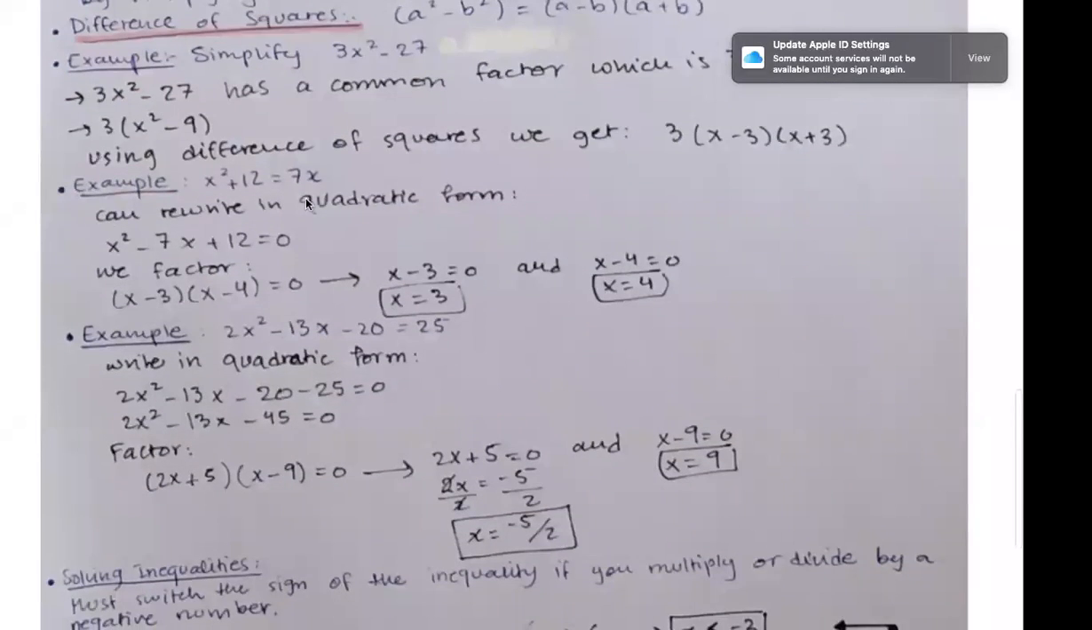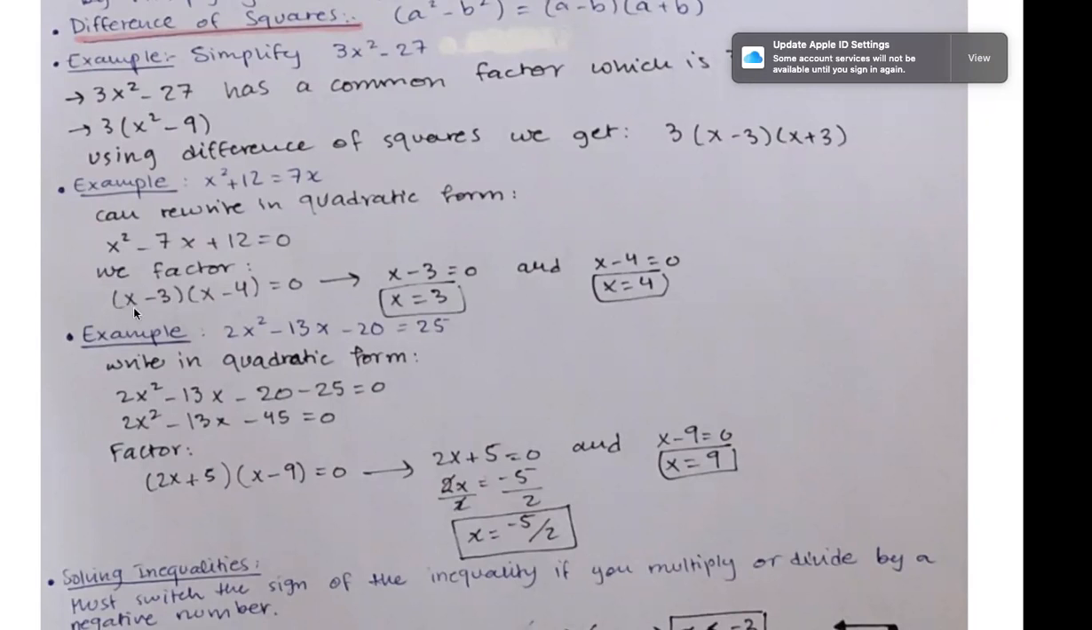In this example, we can write it in quadratic form. So we take 7x to the other side with the opposite sign, in this case negative. We get x squared minus 7x plus 12 equals 0. We can factor this. You can use a calculator to factor, or you can just use basic concepts from high school: you need to find two numbers that when multiplied give this term, and when added give this term.